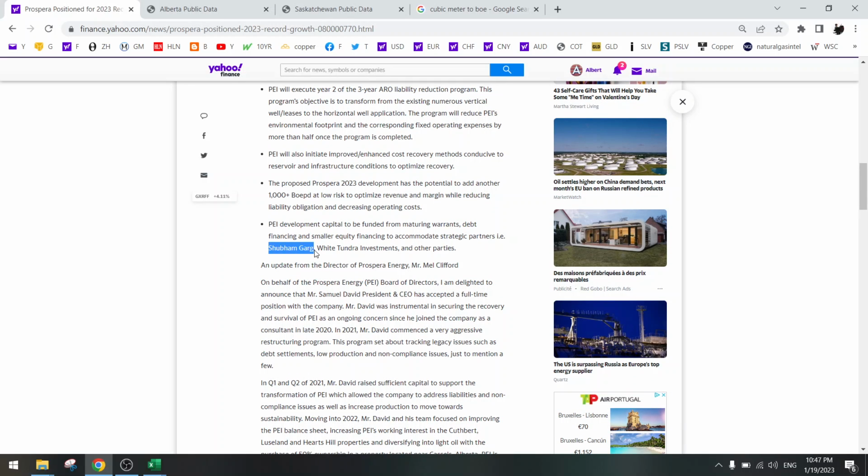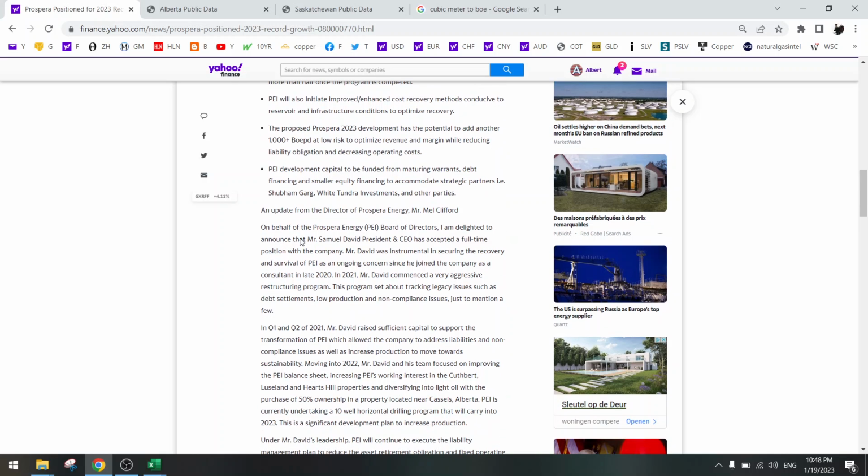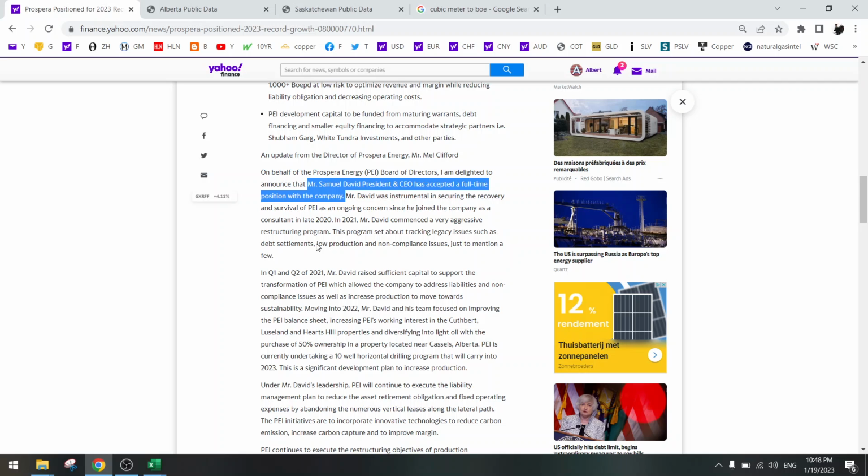And Shubham is now on board. Also good news because I want this company to be funded because the debts need to be repaid. So this is good news that they get some extra money. Probably already some warrants have been exercised, around 2 million. So that's very good. Also, the CEO is now full-time at the company, which gives us confidence that he believes in this company.